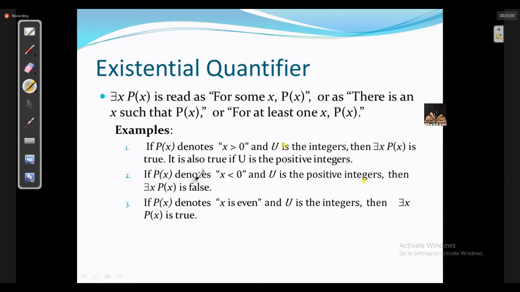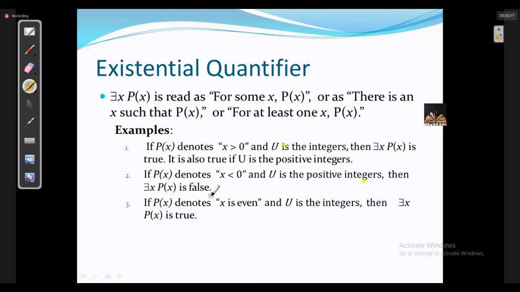Second one: if P of x denotes x less than 0, and U is the positive integers. x less than 0 is true only for negative integers. Here, what is the domain? Positive integers. So there is no true case. Then there exists x, P of x is false.